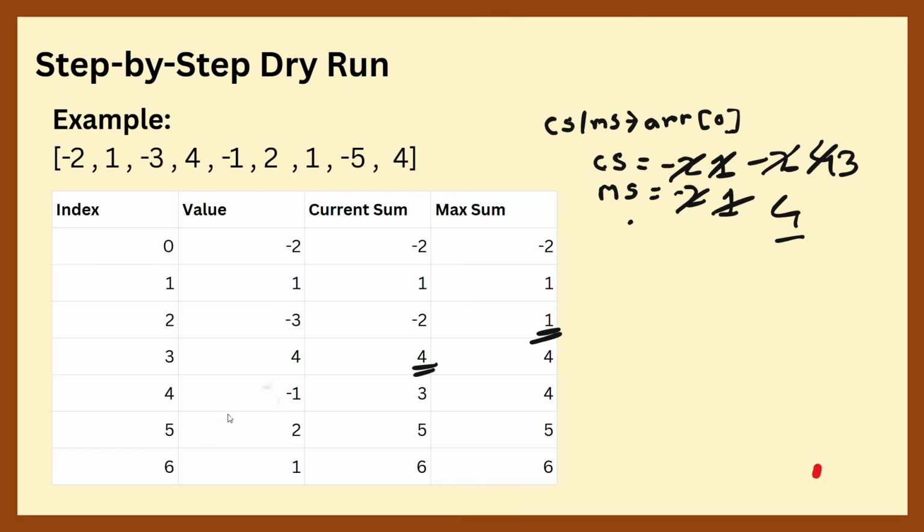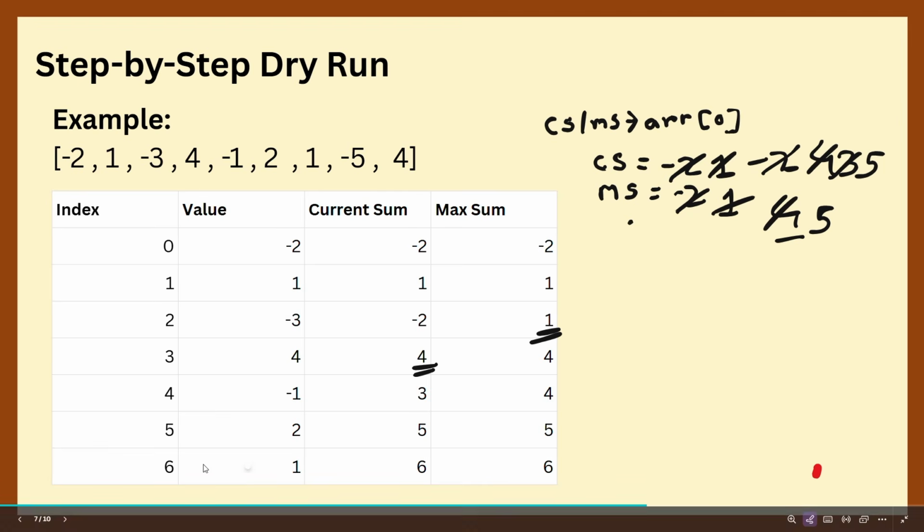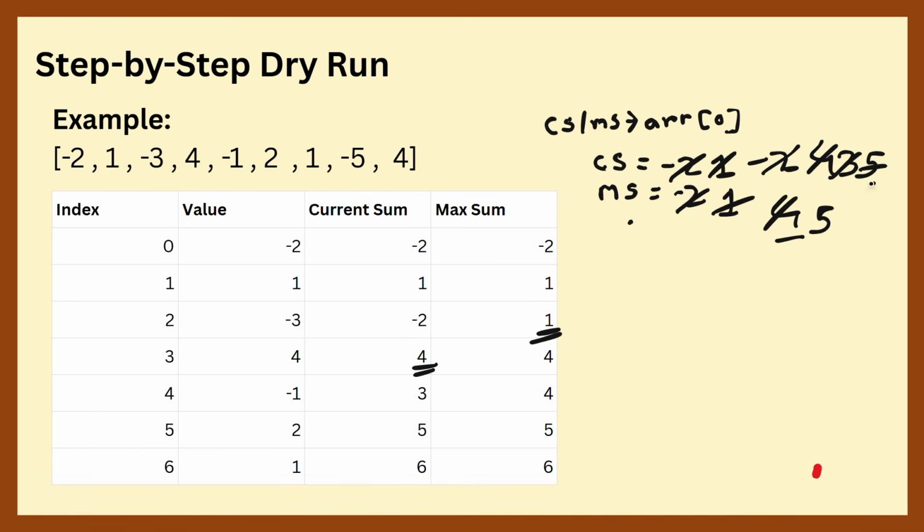For index 5, the value is 2 and 3 plus 2 is 5. So current sum becomes 5 and 5 is greater than 4, so maximum sum is also updated. And for index 6, the value is 1 and 5 plus 1 is 6, and maximum sum is also updated to 6. So here we get our answer as 6.